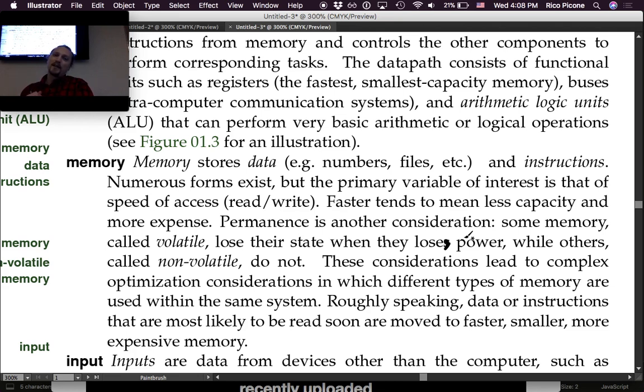And down to the level of the register, which is built right into the CPU, that stores just a handful maybe of numbers to do the next thing with.